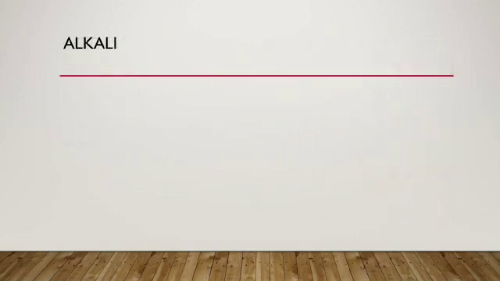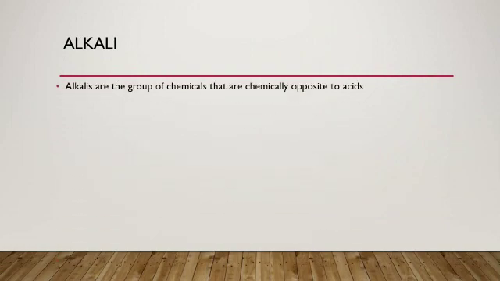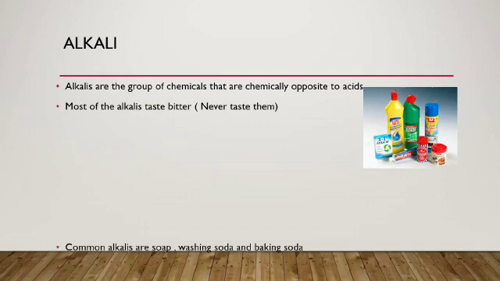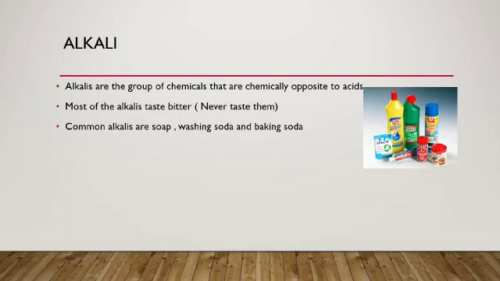Now come to the other part of our presentation, that is alkali. Alkalis are the group of chemicals that are chemically opposite to the acids. So alkalis can cancel the effect of acids. Alkalis are mostly bitter in taste. That doesn't mean that you start eating these alkalis. The most common alkalis are soap, washing soda and baking soda.